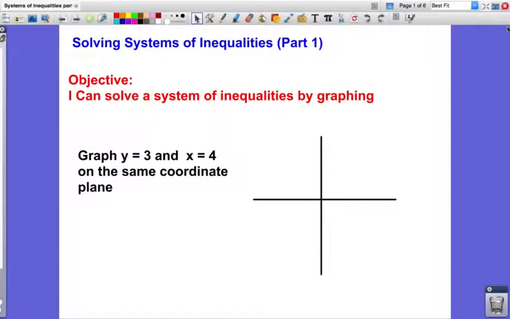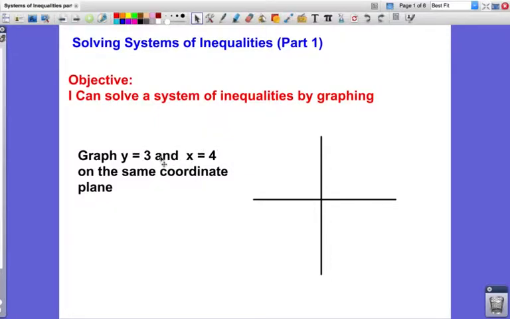This is the first part of the video. I'm going to have probably two, maybe even possibly three parts to this video. So this is just the beginning of systems of inequalities, and once you're ready to move on, you can move on to part two. So our objective today is we're going to be able to solve systems of inequalities by graphing.